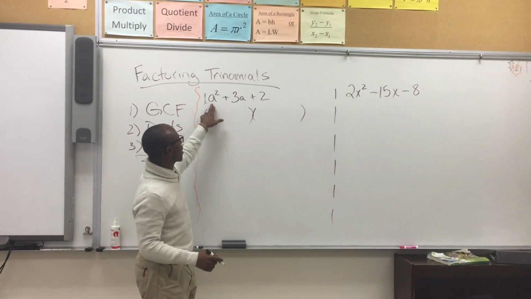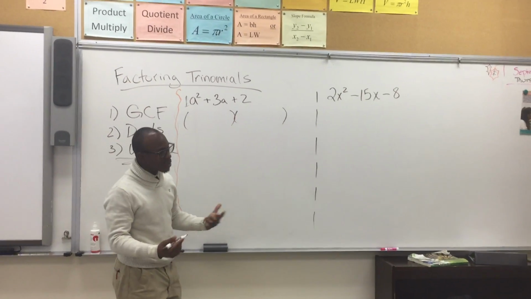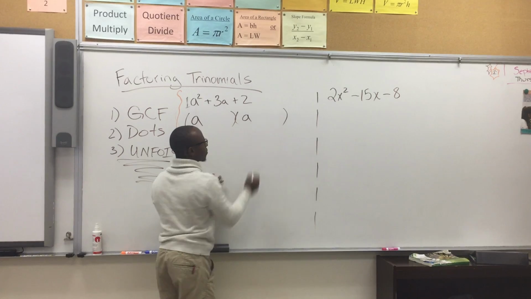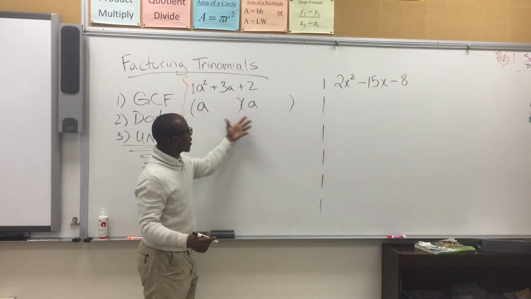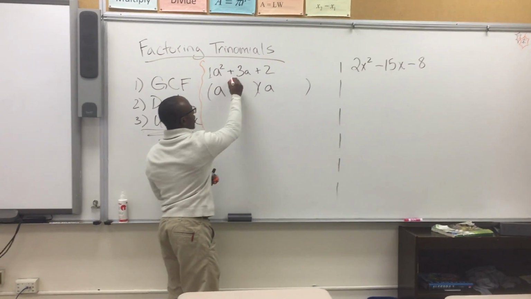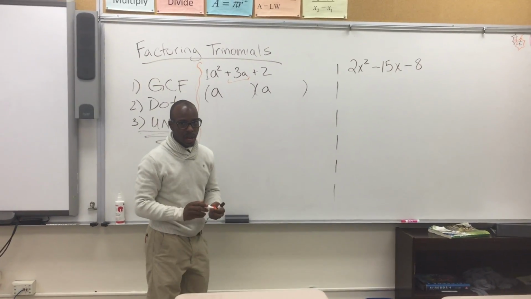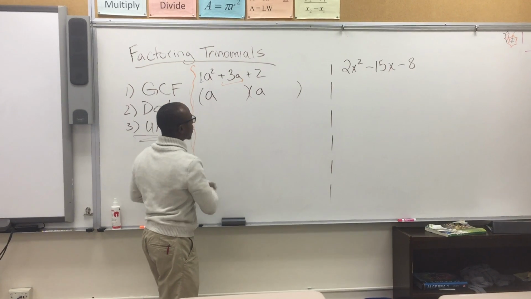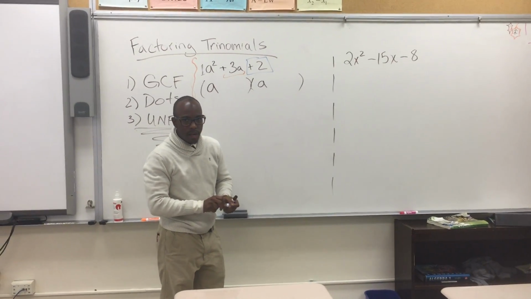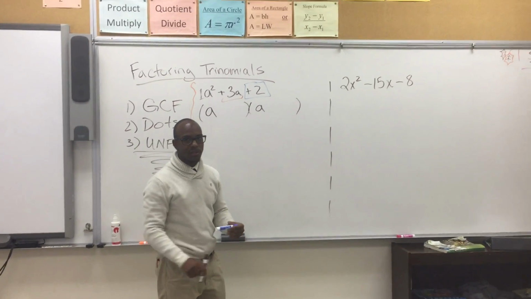But what multiplies together to give you a squared is what you're looking at, which is a times a. So a here, a there. Yes? A times a gives you a squared. Now, let's skip over this middle term for a second. We don't need to look at it right now. Let's look at this last term here. This last term is a positive 2. Right? What multiplies together to give me positive 2?